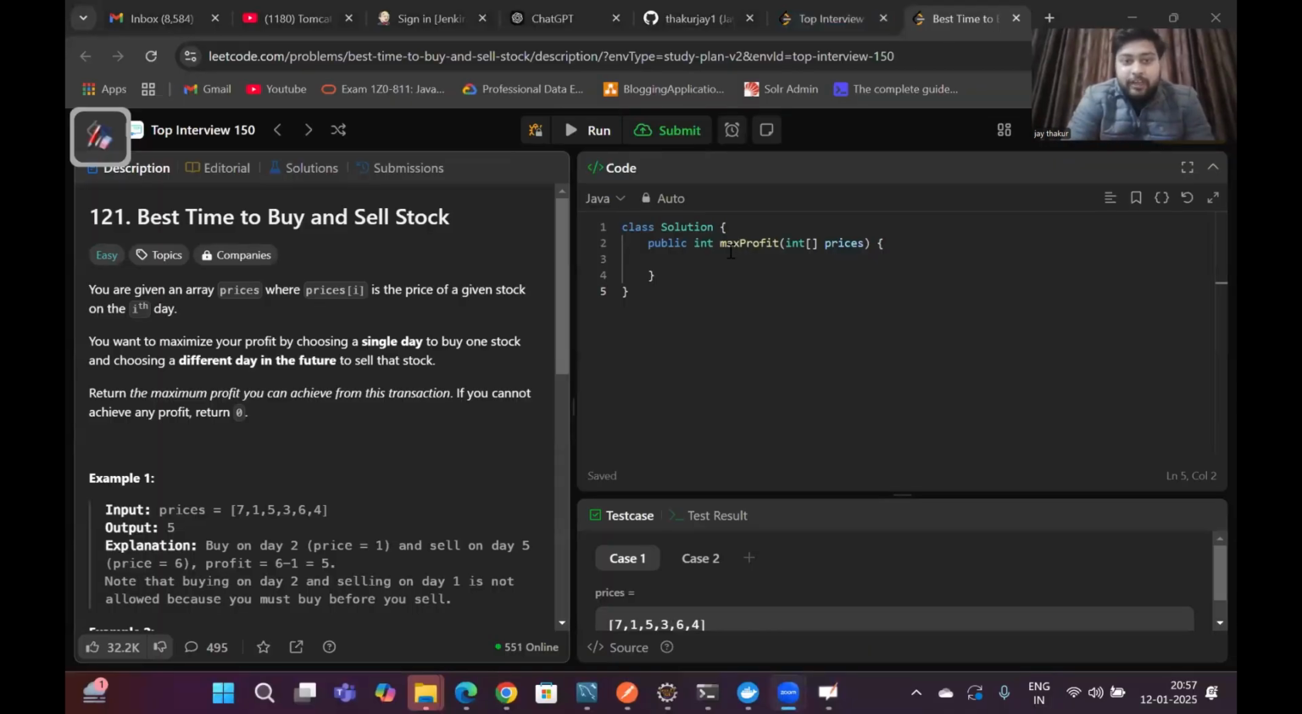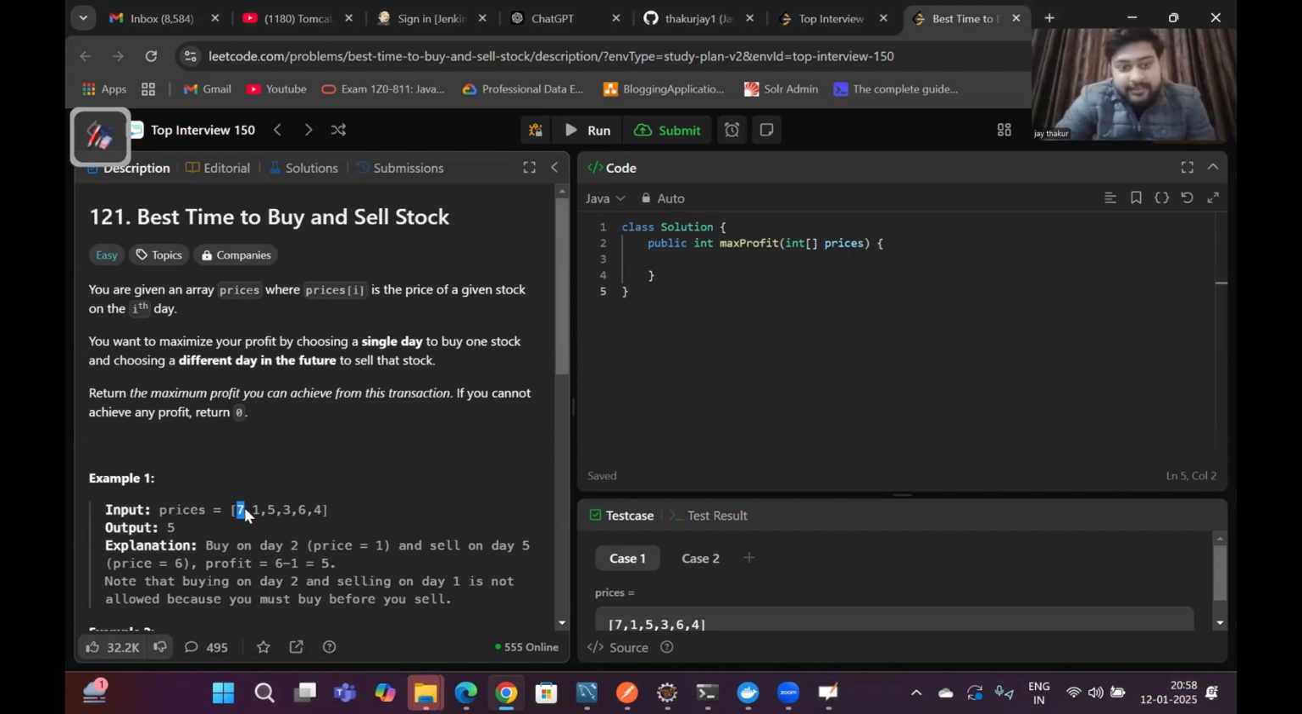So hello everyone. Today we are going to solve another question on LeetCode, and the question is best time to buy and sell stock. So what is this question saying? We are given an array prices, where prices[i] is representing the price of a given stock on the ith day.